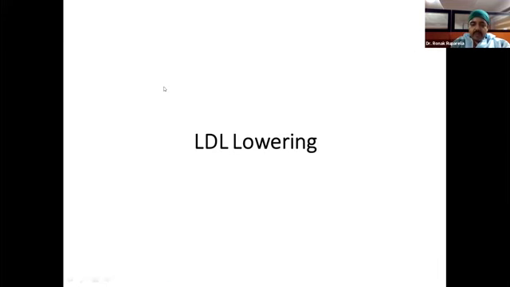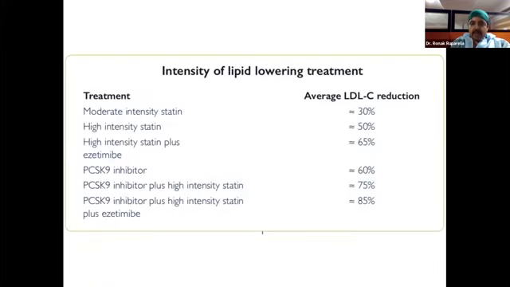So statin, ezetimibe, and PCSK9 inhibitors are effective. A moderate intensity statin could on average lower LDL cholesterol level by 30%. If we go to high intensity statin, it reduces LDL cholesterol by up to 50%, which should be our desired target.